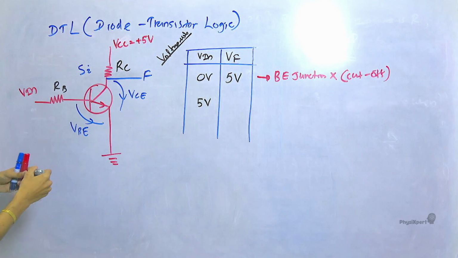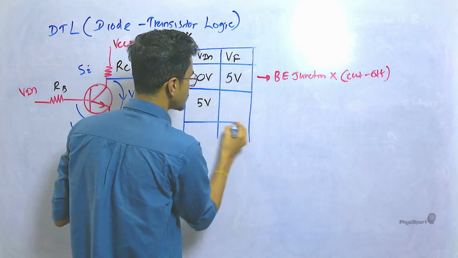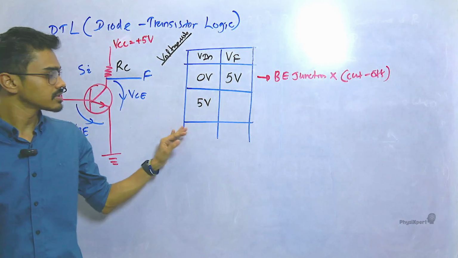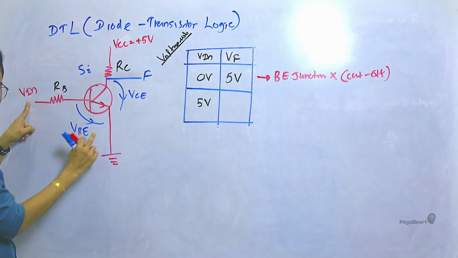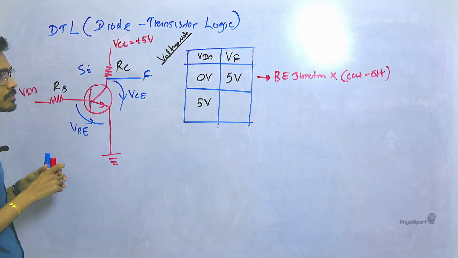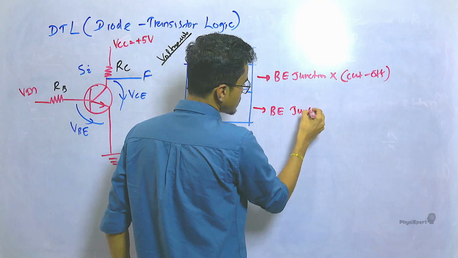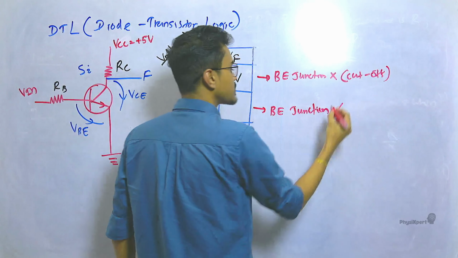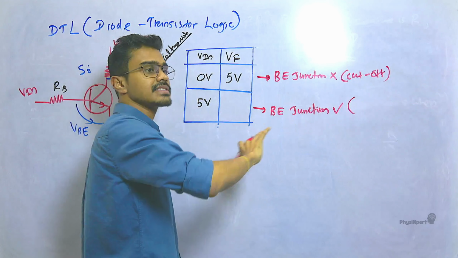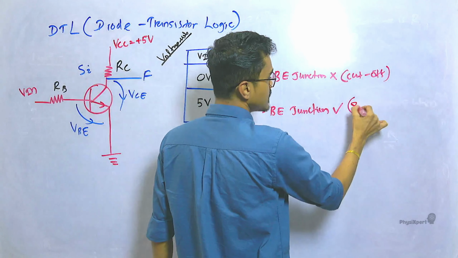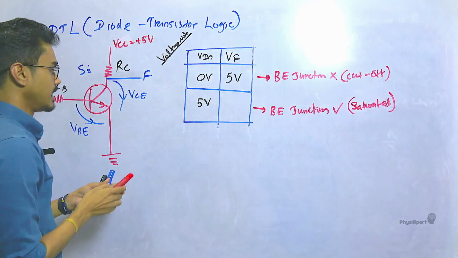And then when V in is 5 volts, see what happens. Now it has satisfied the potential difference of 0.7. Now the BE junction is forward biased. Then, when it is forward biased, as I told you, this transistor directly jumps to the saturated region. Now it is in the saturated region.